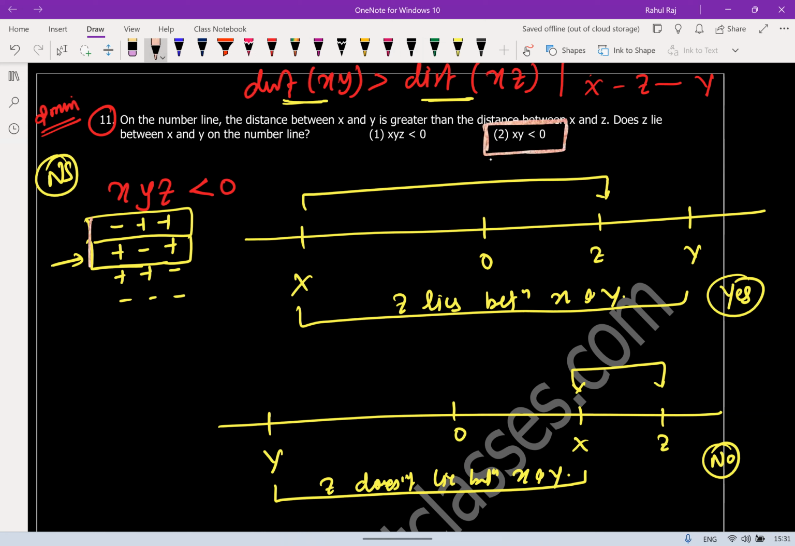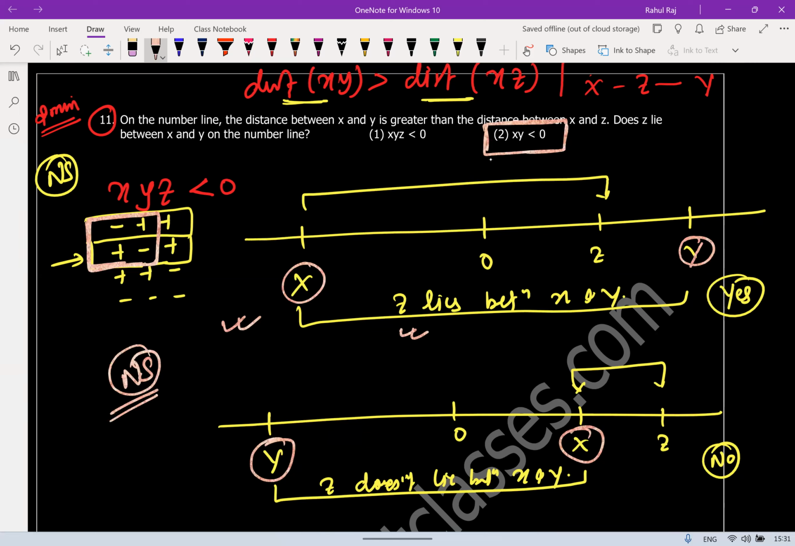Look into this. We have played around just with x and y. We have not even touched z at all. So if you look into this, xy is less than 0 because x is negative and y is positive, and the distance between x and y is greater than the distance between x and z. The condition in the question is being satisfied, and z lies between x and y. Again, look here. If I take y negative, x positive, xy is negative, and the condition in the question is being satisfied that the distance between x and y is greater than the distance between x and z, and z does not lie between x and y for sure. So I have a yes situation, I have a no situation. I can say this is not sufficient, straightforward.